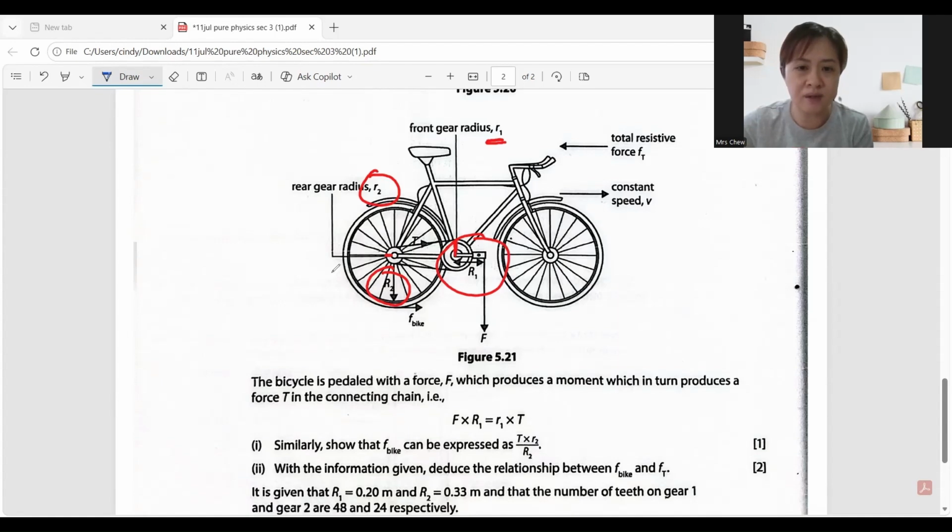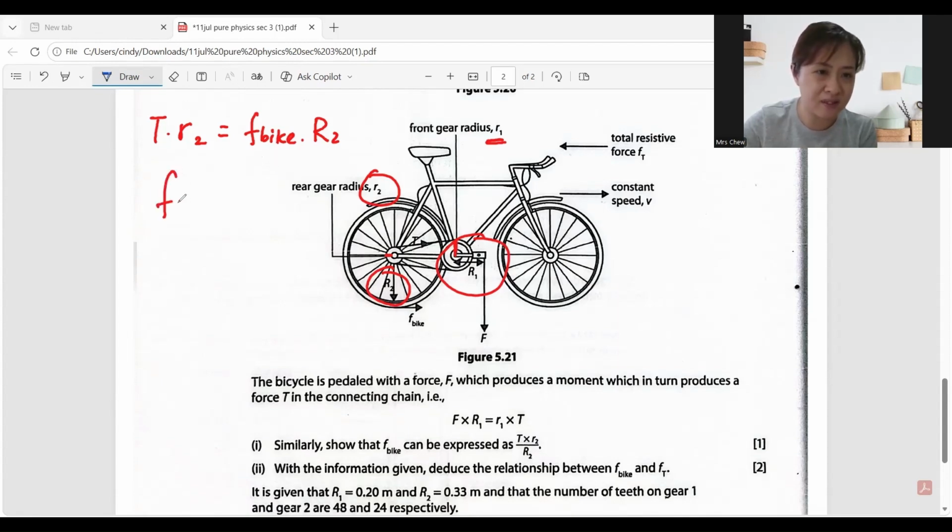So read the question, and see we are actually changing from here to here. Tension times R2 is equal to the force of the bike times the big R2. So when you cross over, that means the force of the bike is equal to tension times R2 over this, and here we go. So you can put a "times" here, and then you can write "shown".